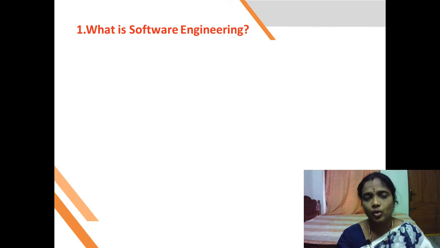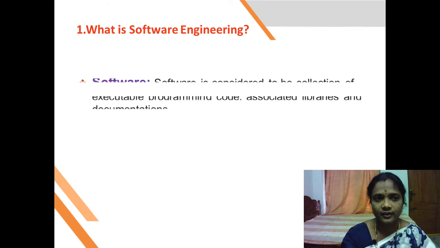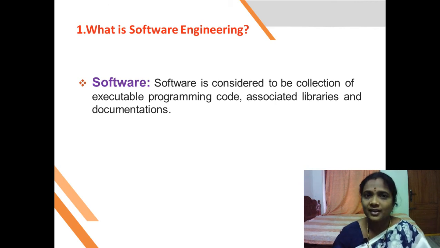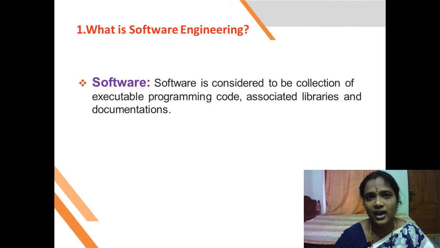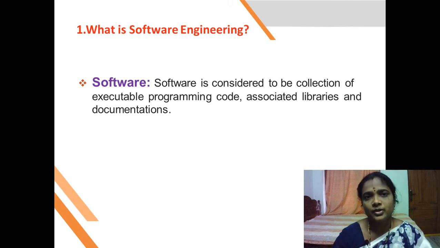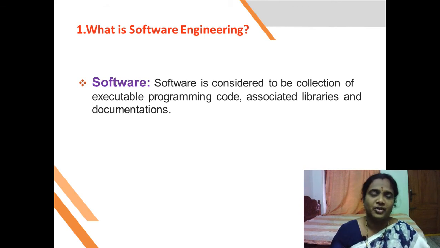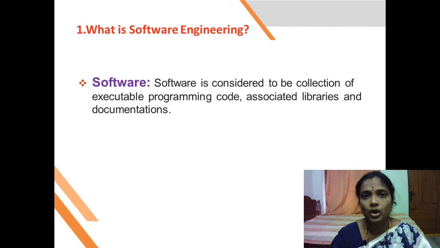So let's see what is the meaning of software. We all know very well the meaning of software. Software is nothing but a collection of programs designed and developed for a specific task, or software is just a collection of executable programming code associated with lots of library files and documentation part.